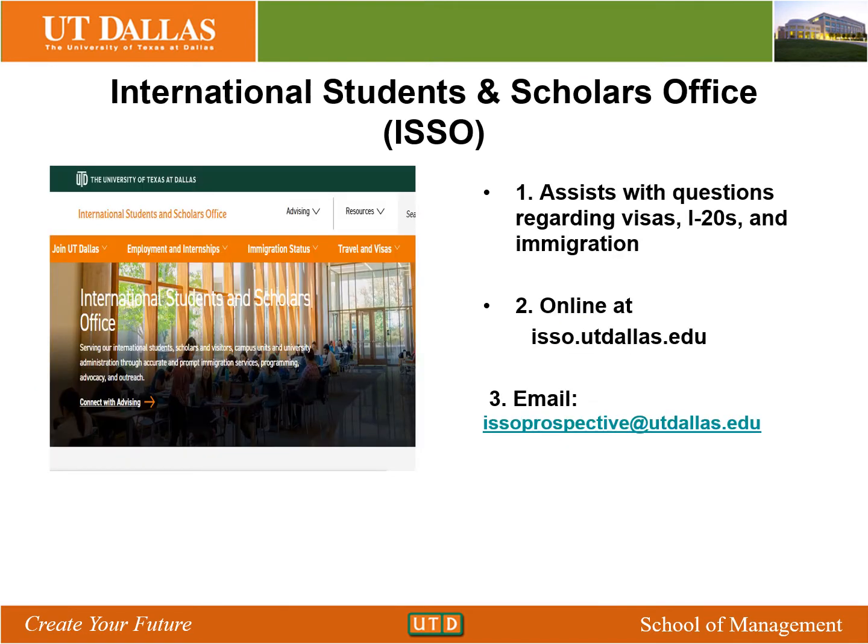If you are an international student, you should also get to know ISO, which is the International Students and Scholars Office. This office assists international students with any question regarding visas, I-20s, and immigration. You can find its website online at isso.utdallas.edu. When you're there, you can make an appointment for an online chat session, which is often the fastest way to get you answers. You can email the program at ISO prospective@utdallas.edu. Please allow 10 to 15 days for a reply. ISO is extremely busy. It will reply to you. It just takes time.